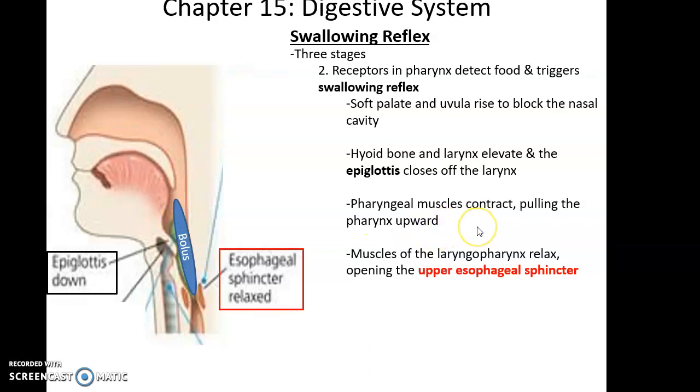And then the pharyngeal muscles will contract, pulling the pharynx upward and pushing the bolus toward the esophagus, and then the bolus will pass through the upper esophageal sphincter into the esophagus.